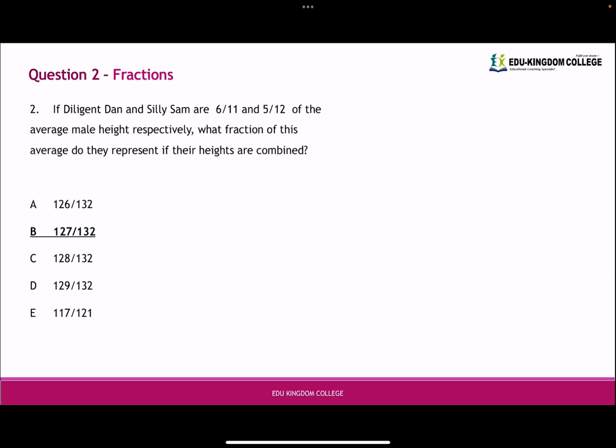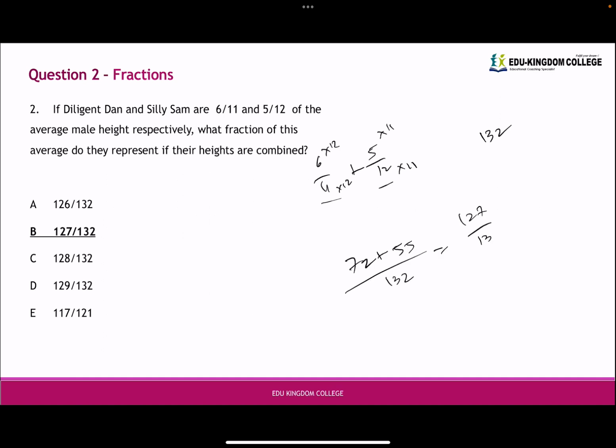So, if Diligent Dan and Silly Sam are 6 on 11 and 5 on 12 of an average male height, respectively, what fraction of this do they represent if their heights are combined? So, lowest common multiple, 132. So, multiply top and bottom by 12, multiply top and bottom by 11. Okay, add them together, so you should get 72 plus 55 over 132 equals 127 over 132.